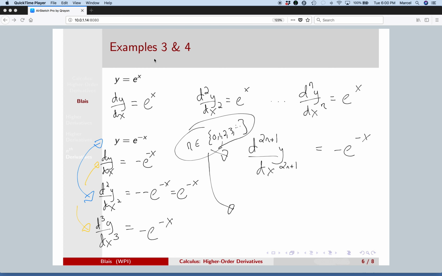So for n in that set, if n is 0, we would have the first derivative. If n is 1, we have 2 times 1 is 2, plus 1 is 3. We would have the third derivative. If n is 2, we have the fifth derivative. If we want to do even order derivatives, we just do 2n. And in that case, we get, as we saw here, e to the minus x.